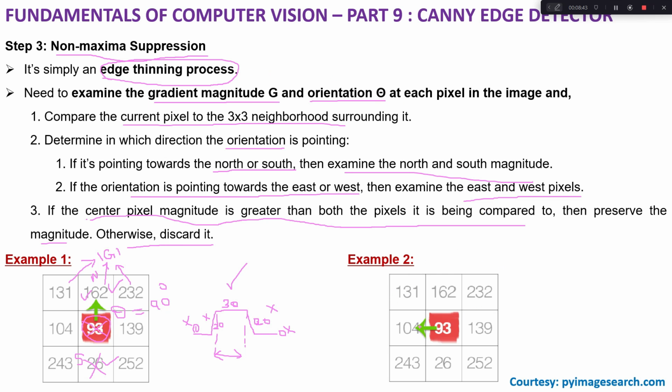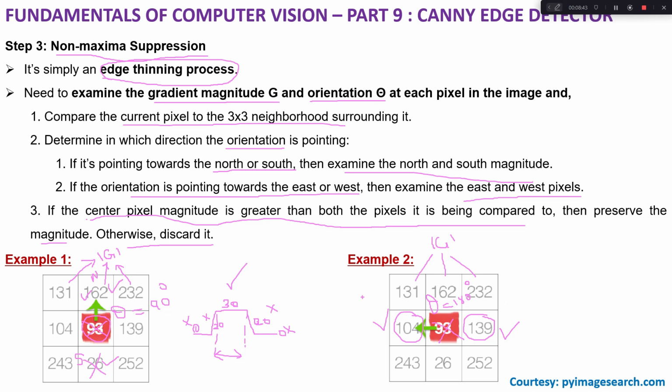Here again I show gradient magnitudes. We compare the center pixel with the neighbors. Here, when I see the theta, it is around 180 degrees, which is pointing towards the west pixel, which means I have to take this west pixel magnitude and east pixel magnitude. When I compare the center pixel with the west pixel magnitude and the east pixel magnitude, you can see that the center pixel magnitude is small. In that case, we eliminate the center pixel magnitude, whereas we retain the west pixel magnitude and the east pixel magnitude. That is how this non-maxima suppression technique works.